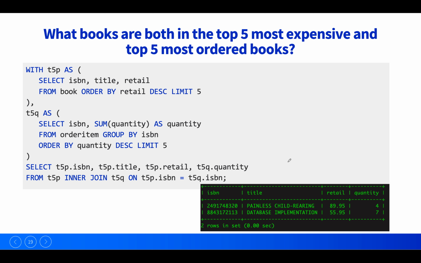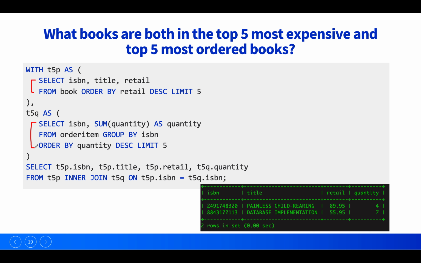So here we create 2 CTEs. Here we just define one CTE called T5P, short for top 5 by price. And that particular CTE is calculated by the first query that we made use of before, to get the top 5 most expensive books. Then we define another CTE, which we call T5Q, which is short for top 5 by quantity. And the query for that particular common table expression is the code that we used to answer our second question, which is what are the top 5 most ordered books.